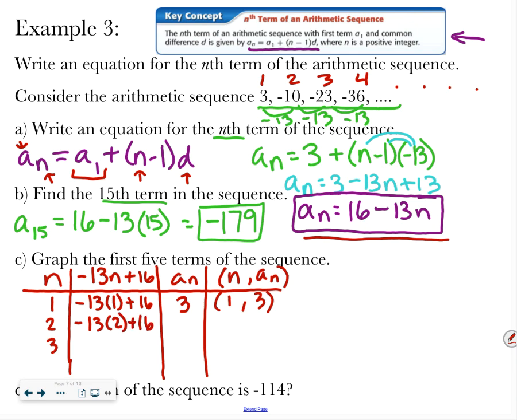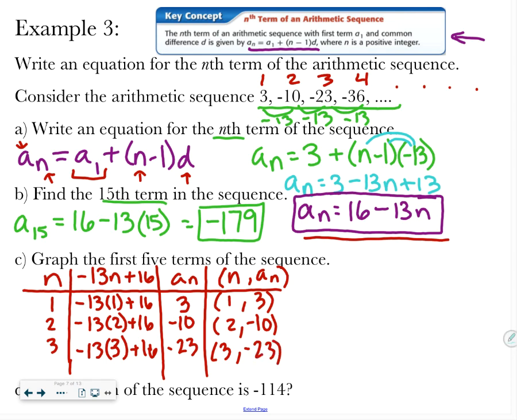So now I have negative 26 plus 16, that's a negative 10. That was my second term, and it gave me a negative 10. So I plot a point at 2, negative 10. Negative 13, I plug in negative 13 times 3 plus 16. And if I do that, I end up with a negative 23. And then I have 3, negative 23.